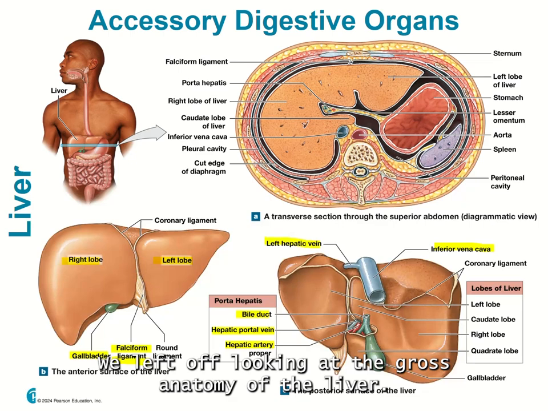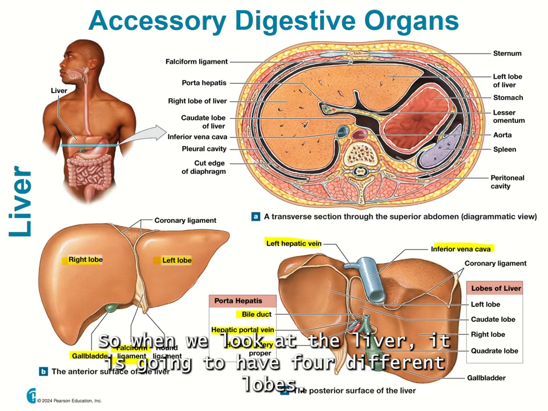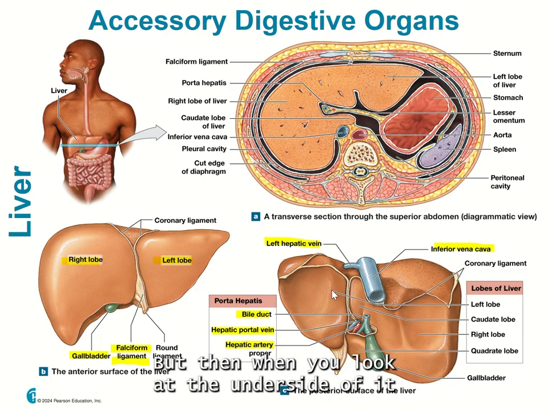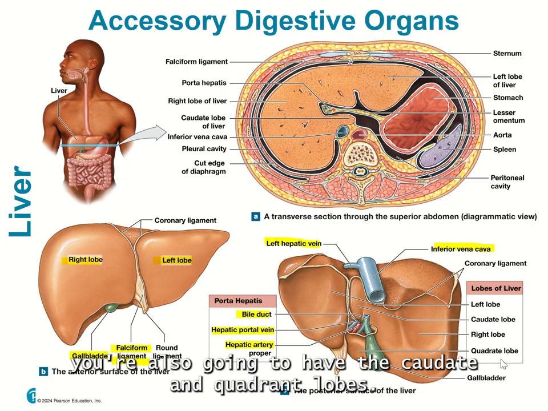Left off looking at the gross anatomy of the liver. So when we look at the liver, it is going to have 4 different lobes. You can see the front 2 here that are separated by the falciform, but then when you look at the underside of it, you're also going to have the caudate and quadrate lobes.